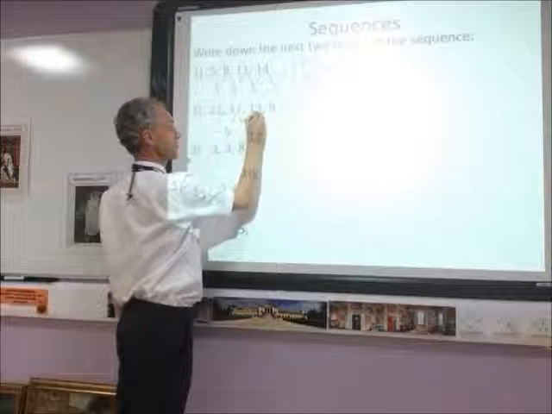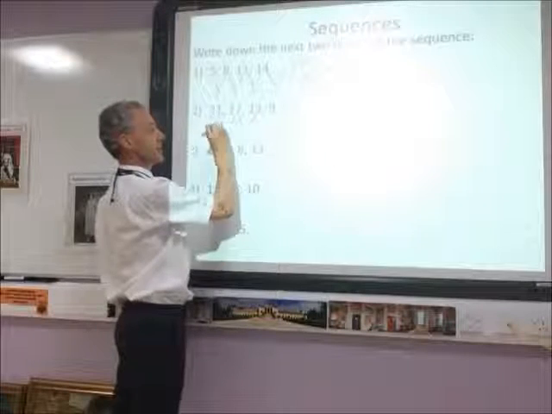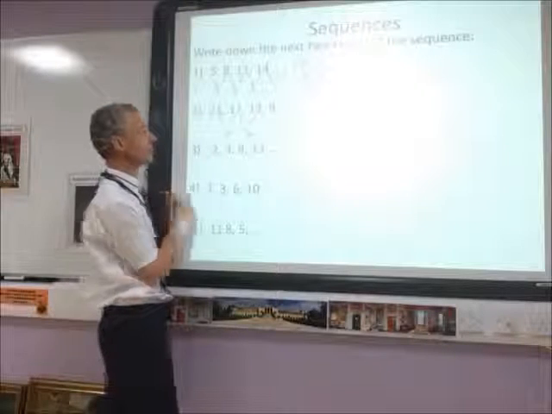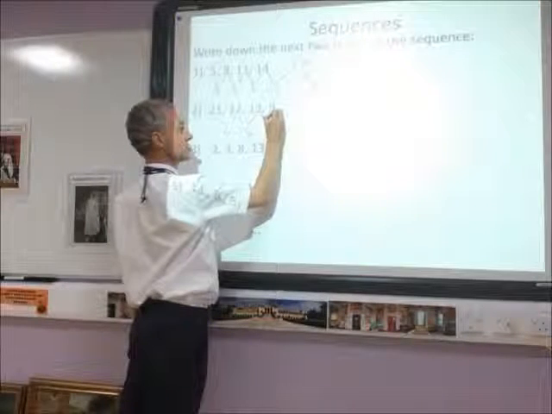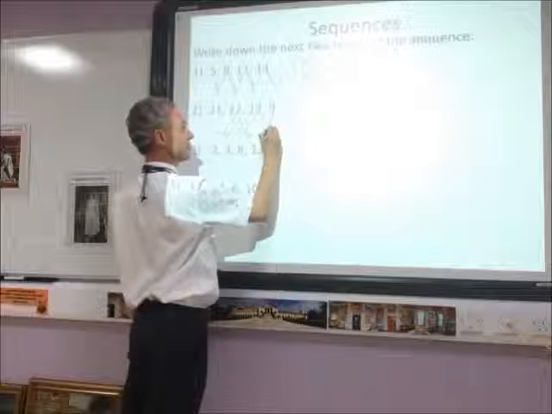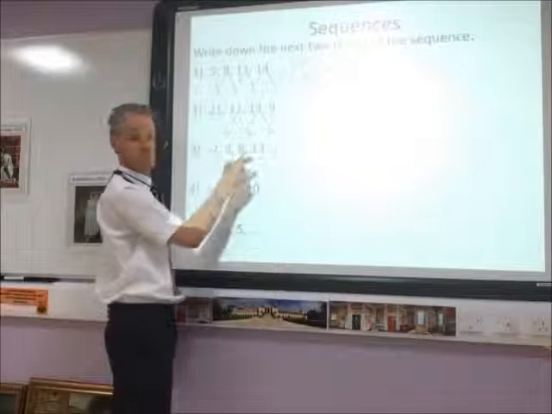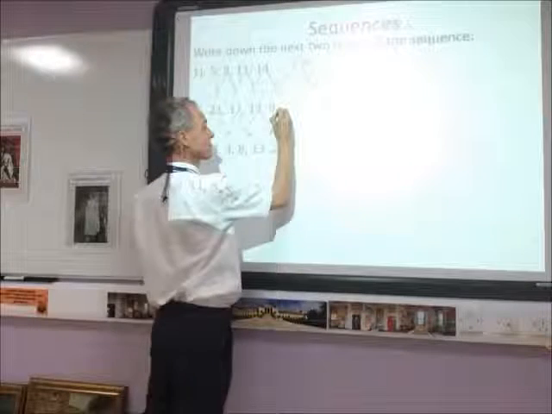Let's look at the next two, from 17 to 13. Counting down from 17 to 13, again, it's minus 4. On to the next two, from 13 to 9, again, minus 4. So there's my pattern. Each time I'm taking off 4. So let's carry that on so I can find out the next two numbers.